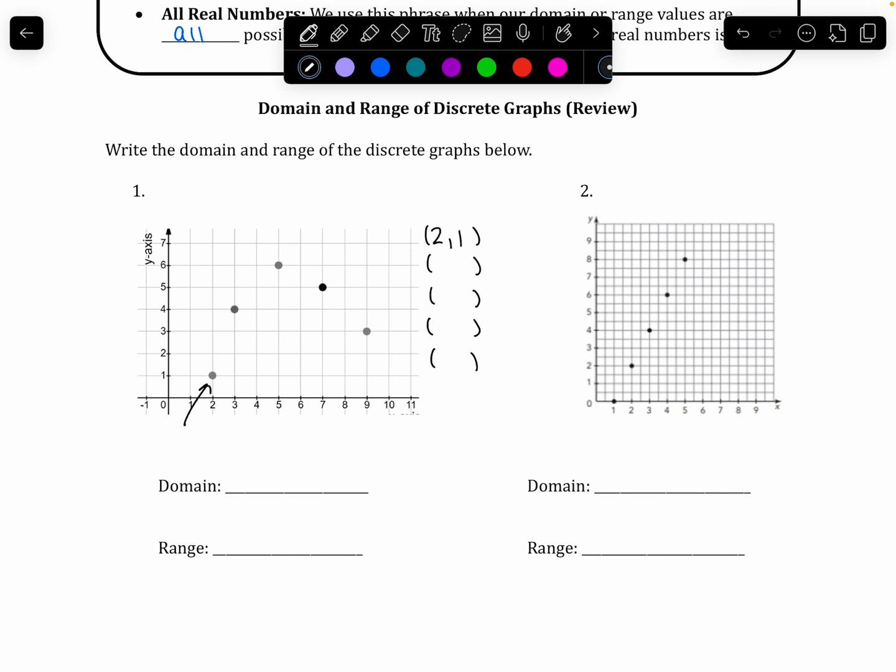So I'm going to start down here with this first dot. We've got a 2 and then a 1, and then we've got 3, 4, and then I've got 5, 6, and then I got 7, 5, and then I got 9, 3.